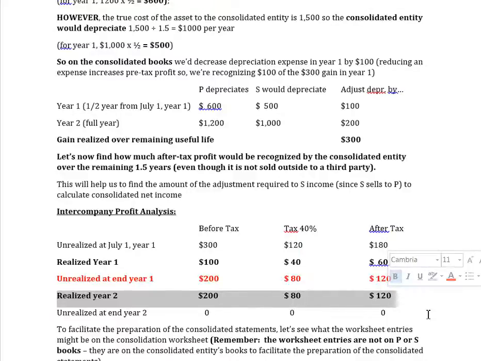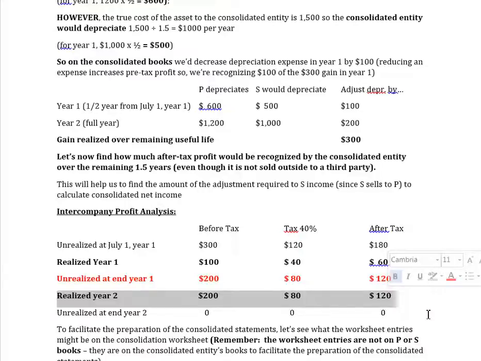And I think it's important that you realize here the sub has done nothing wrong. So in essence, they sold this piece of equipment to the parent and legitimately booked an after-tax gain of $180. So when we do these intercompany profit analysis pieces, we're not saying we're going to change what the sub did. We're just doing this to see how we need to adjust for the preparation of the consolidated statements.